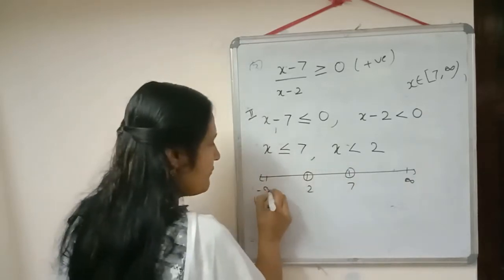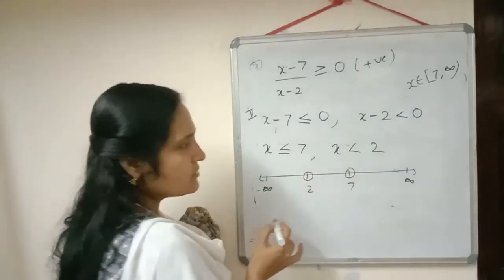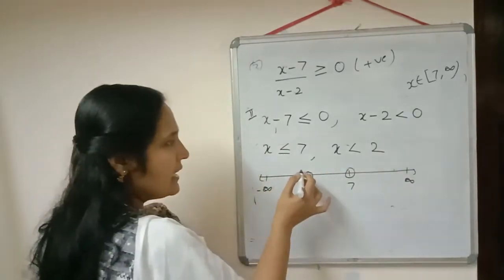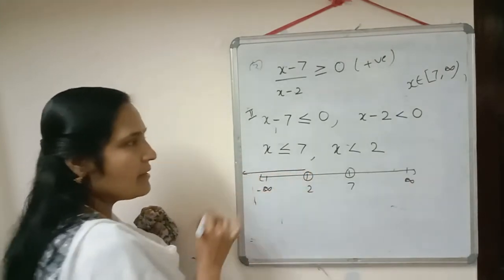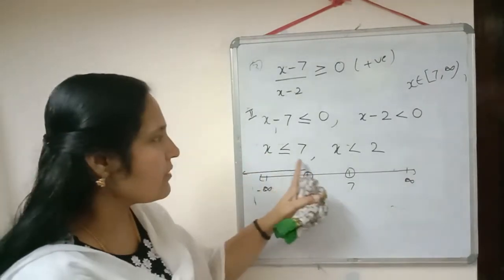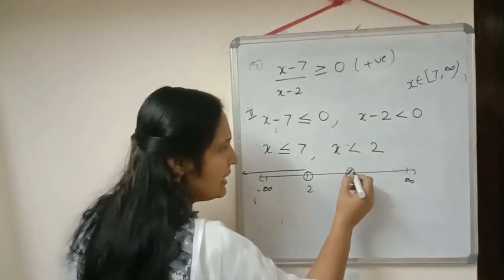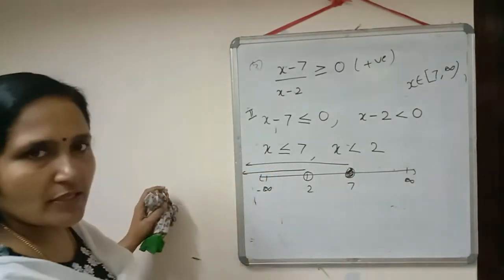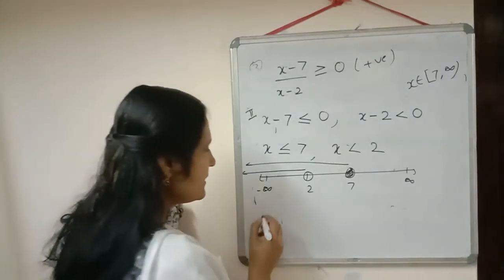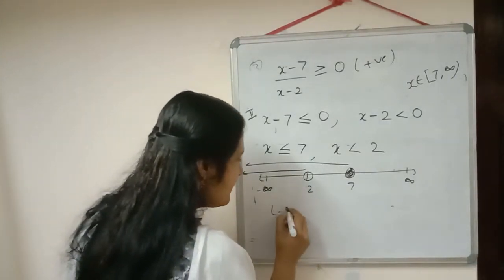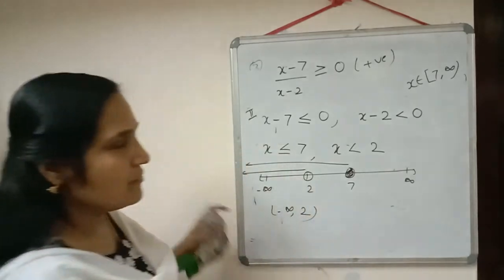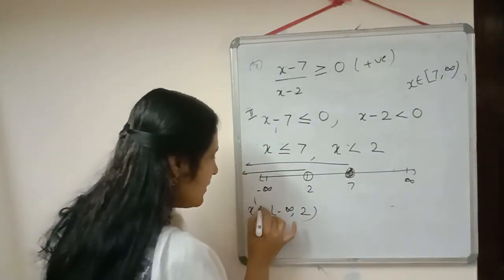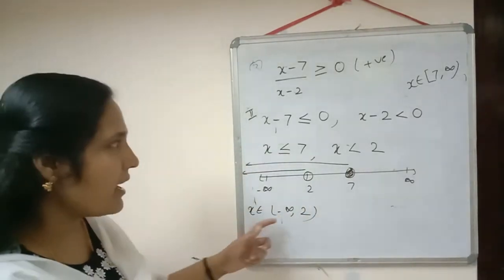Infinity, and here we have minus infinity. So x will take all the values which are less than 2. So it will come in this way, and x will take all the values which are less than or equal to 7. So it will come in this way only. What is the common solution region we are getting in this case? Minus infinity comma 2. So in this case we are getting x belongs to minus infinity comma 2.